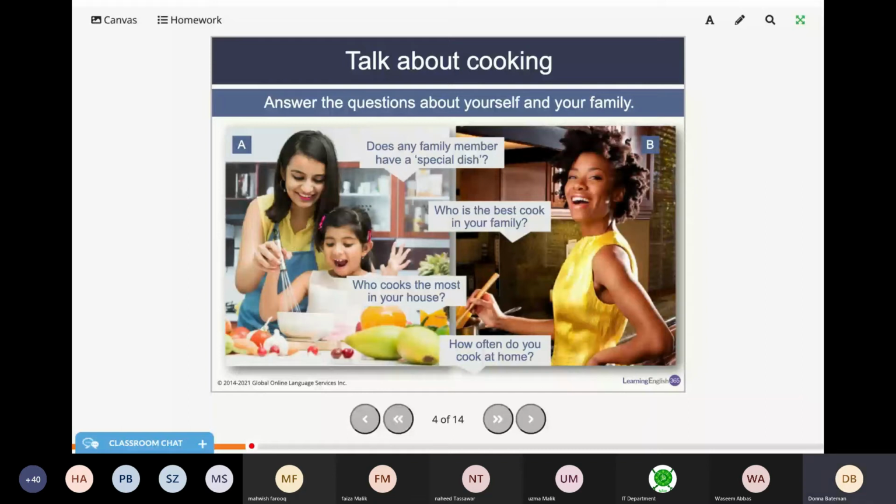Who's the best cook in your family? Is it your mother? Is it your grandmother? Is it an aunt? Is it your father? And who cooks the most in your house? And do you ever cook, or do you help in the kitchen? And how often do you do that?